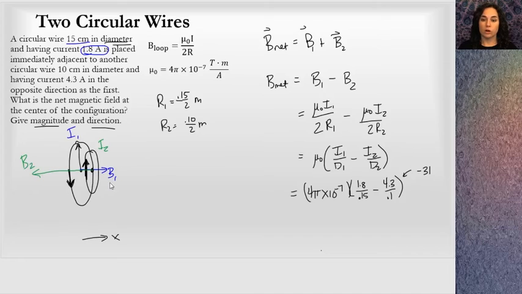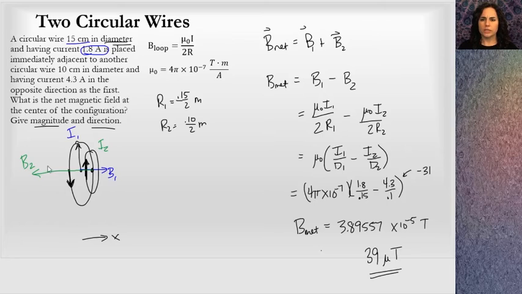B2 is going to be larger than B1, so we get this negative number in here. Multiply this by 4 pi times 10 to the negative 7th. And the net magnetic field is 3.89557 times 10 to the negative 5th Tesla. And if you're clever, we're just going to put in here 39 microtesla. And so that is that net magnetic field.